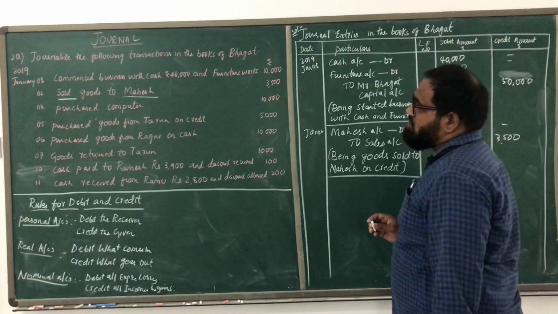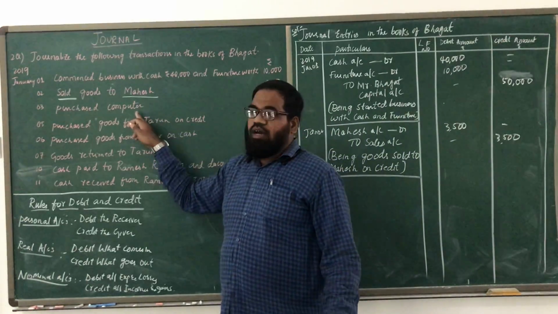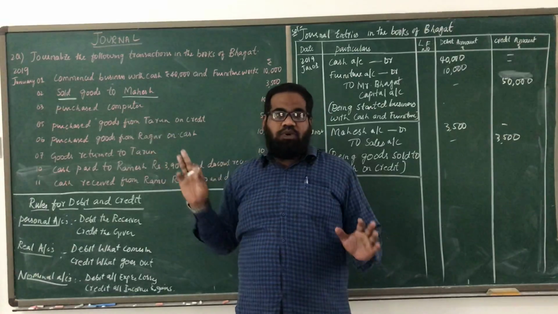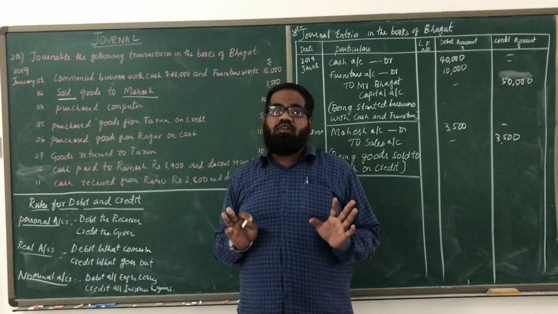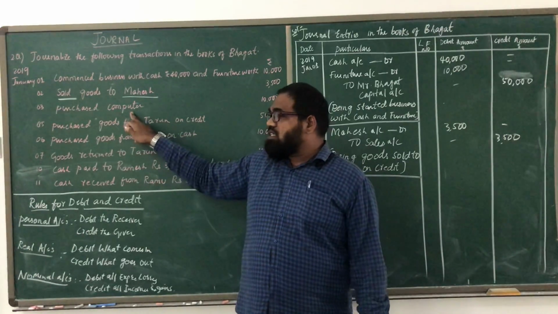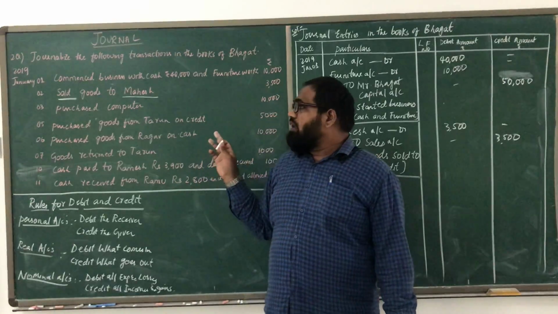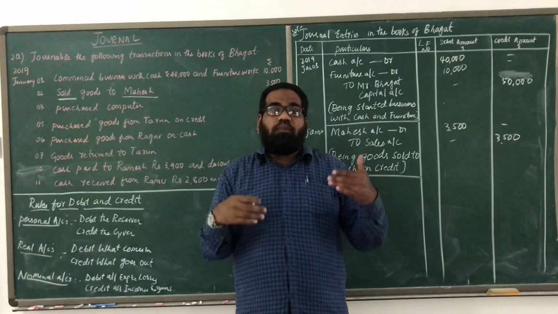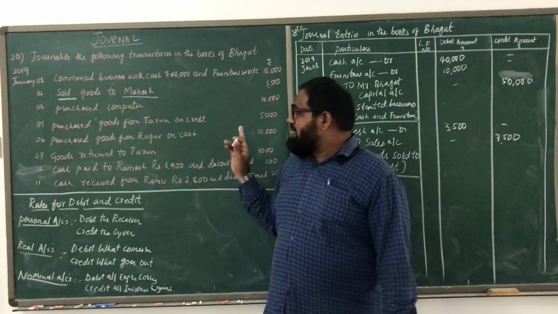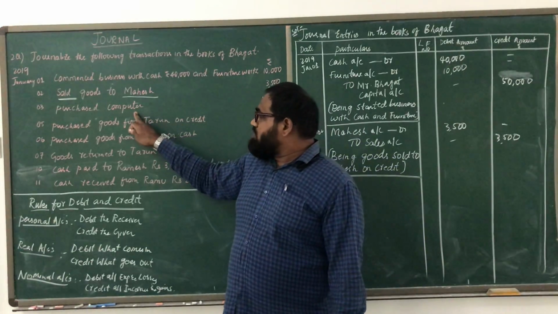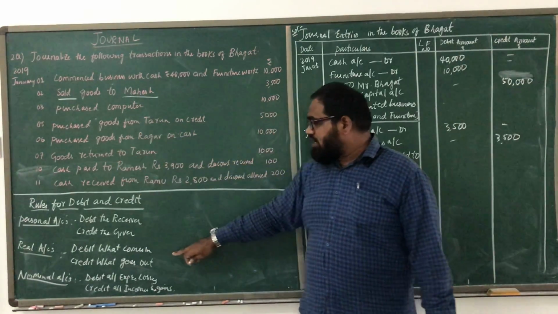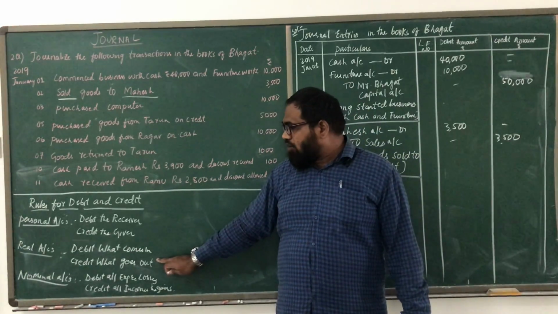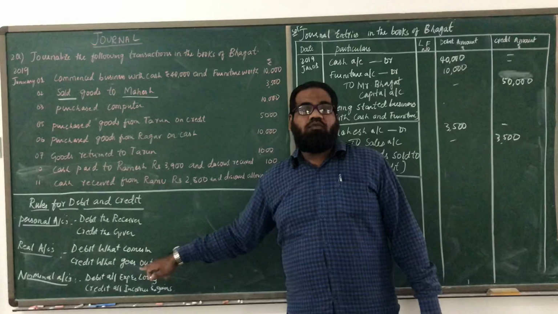Now come to the next transaction. Purchase computer. Here we are purchasing a particular asset. So it is a cash purchase only. We are not purchasing the computer on credit. It is our cash purchase. So again two aspects are involved: the computer, as well as the cash we are paying. So two assets are involved here. These computer and cash both come under real account. So we have to apply the real account rule, debit what comes in, credit what goes out.